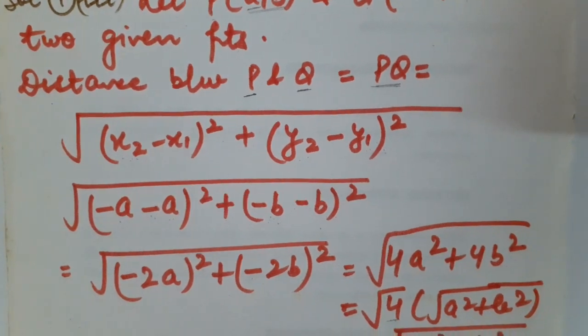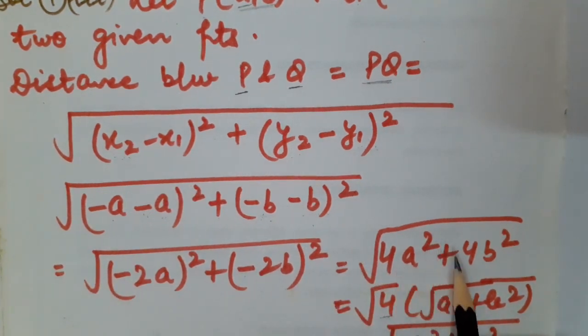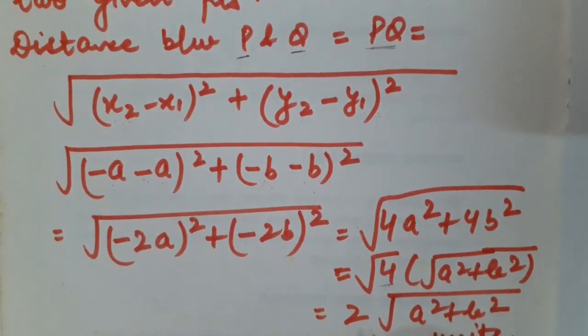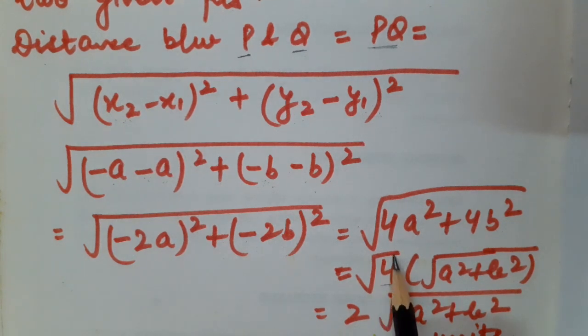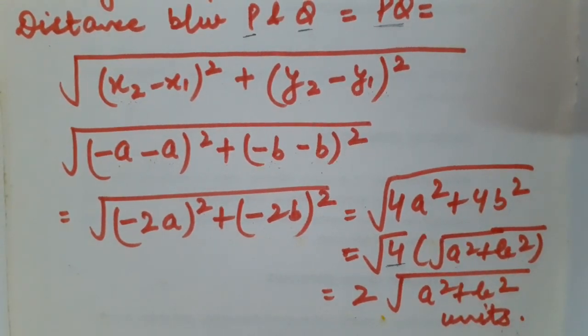Minus A minus A will become minus 2A whole square, plus minus B minus B will become minus 2B whole square and then whole under root. So this is 4A square plus 4B square whole under root. Let us take 4 as common. When you took 4 common, it came along with under root. So this is root 4 under root A square plus B square. Fine. And you know 4 is a perfect square, so it would be 2 whole under root A square plus B square unit. So this is the way to calculate the distance between 2 points.